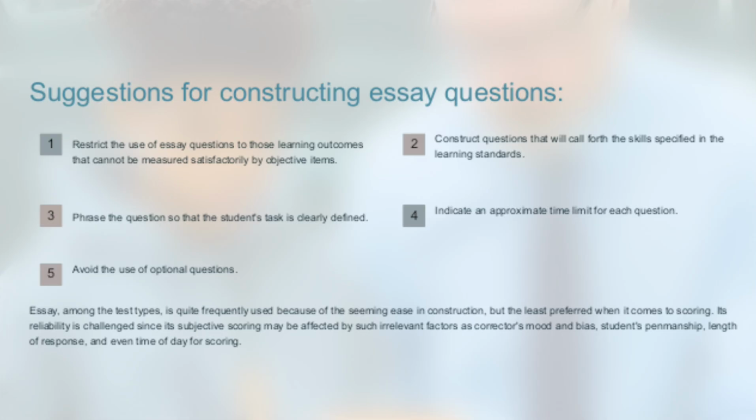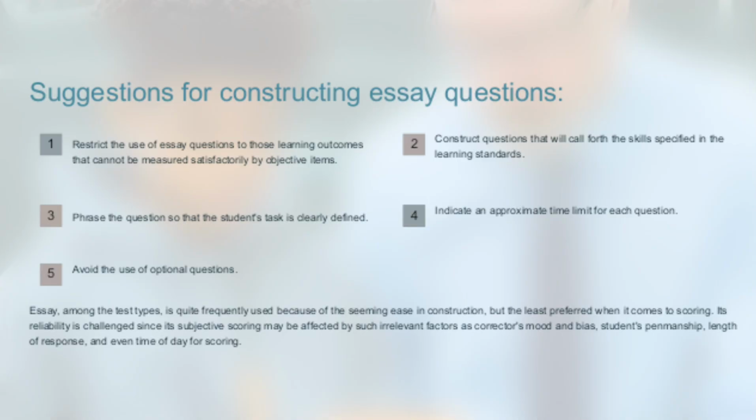Here are the suggestions for constructing essay questions. First, restrict the use of essay questions to those learning outcomes that cannot be measured satisfactorily by objective items. Number 2, construct questions that will call for the skills specified in the learning standards. Number 3, phrase the questions so that the student's task is clearly defined. Number 4, indicate an approximate time limit for each question. And lastly, avoid the use of optional questions.